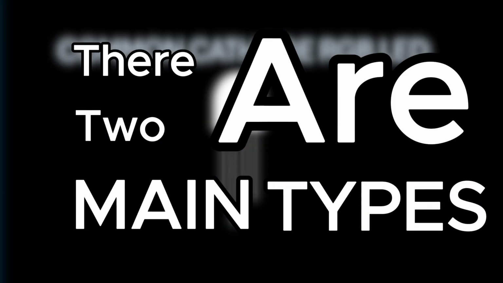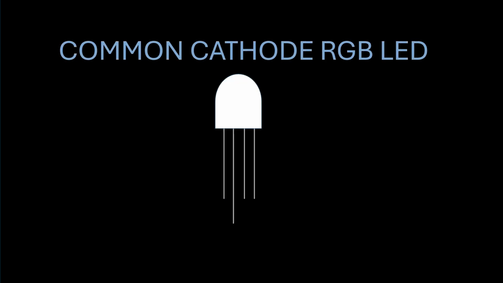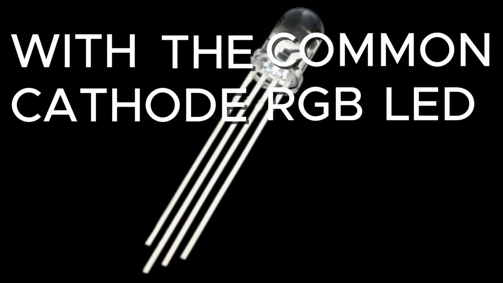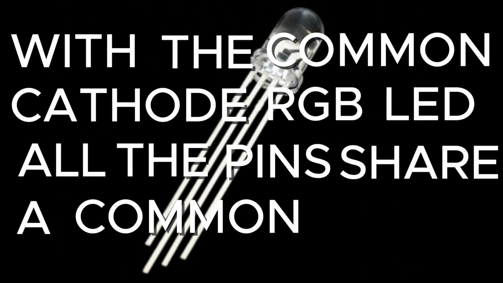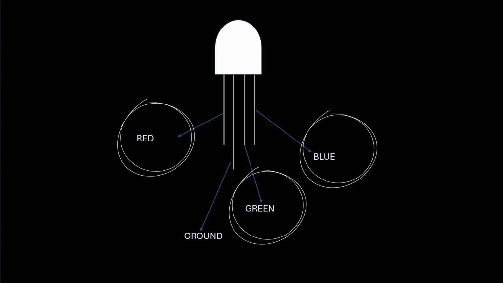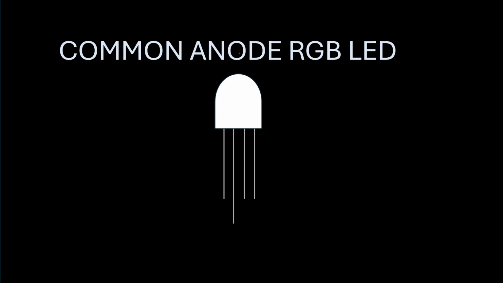The first type we'll be talking about is the common cathode RGB LED. This is what it looks like. With the common cathode RGB LED, all the pins share a common ground. The longer leg of the LED is the ground pin. To the left of it, we have the red pin. To the right, we have the green. And next to the green, we have the blue pin. To use it, you simply connect the longer leg to the ground and then the other three shorter legs to a digital pin.